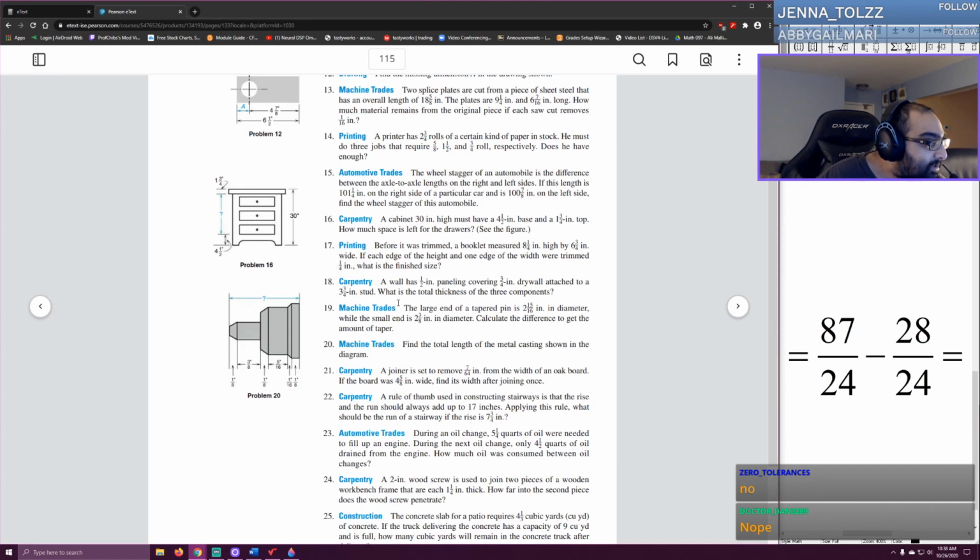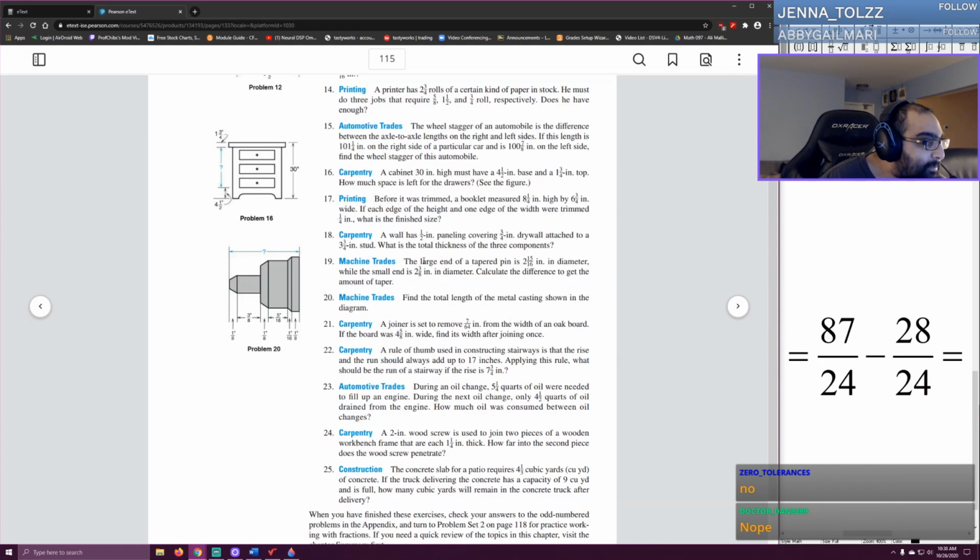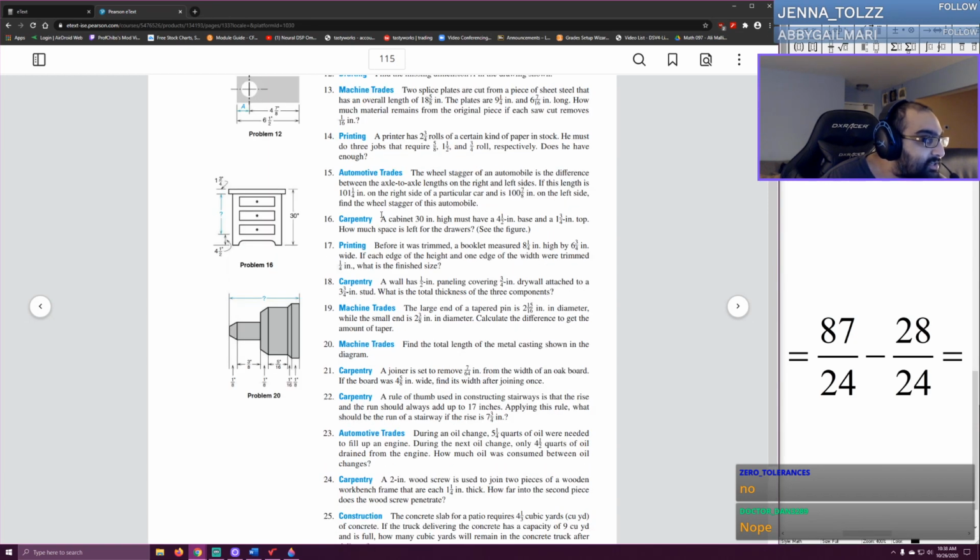All right. Let's take a good look here. Let's look at 16. It says a cabinet 30 inches high must have a 4.5-inch base and a 1 3/4 inch top. How much space is left for the drawers? See the figure. So here's the figure of this particular cabinet.